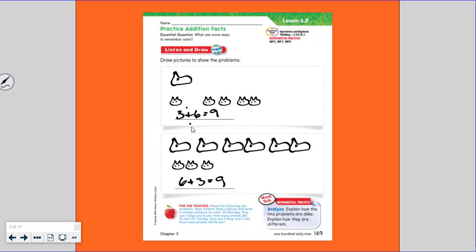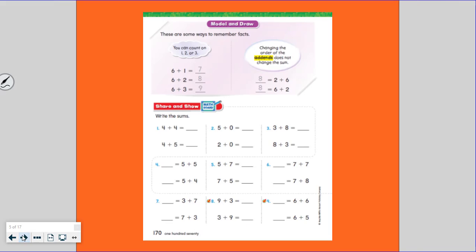And they're basically, we have the same numbers, right? The same add-ins that are being added. 3 and 6, 6 and 3, right? It's just a turnaround fact, right? But the order is different. So that's what's different about the 2 problems. The order that the add-ins are being added is different. Let's continue. Let's see how this all fits in.